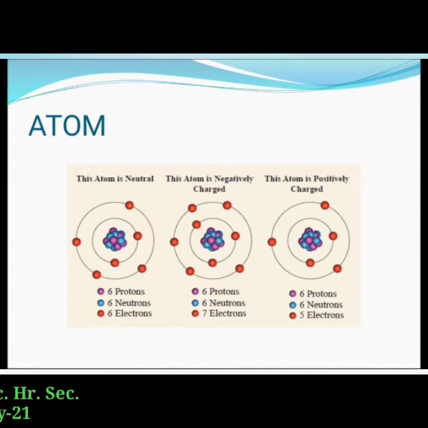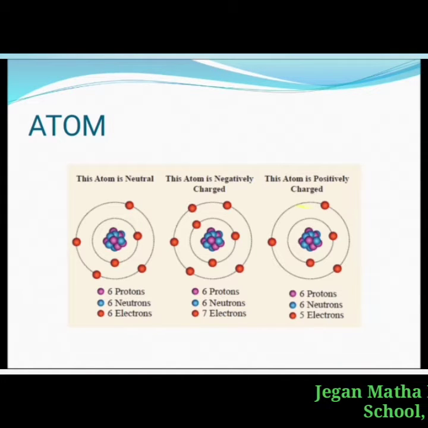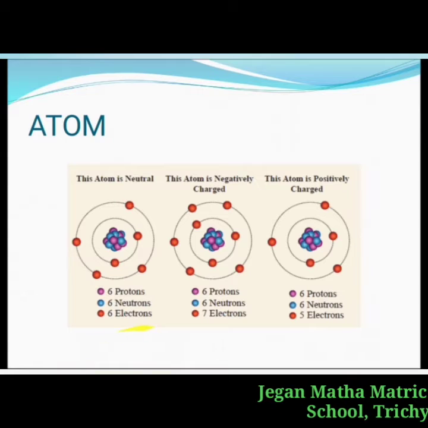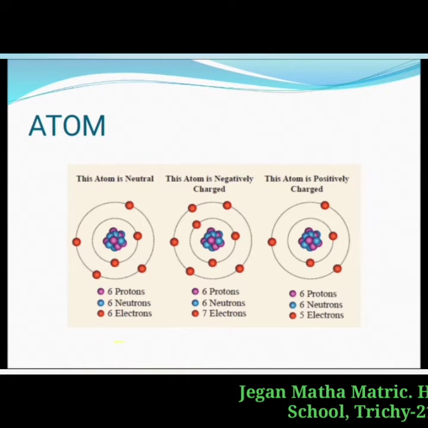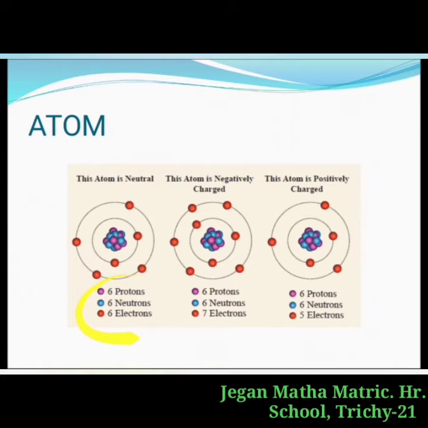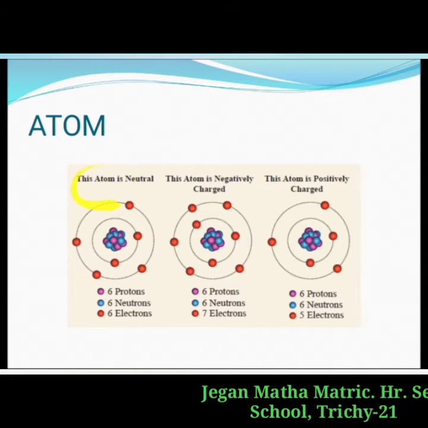Usually there are as many electrons as there are protons, and the atoms themselves are neutral because the number of protons is always equal to the number of electrons. If an electron is removed, the atom becomes positively charged. See here in the first picture there are 6 protons and 6 electrons. So protons and electrons are equal in number, so the atom is neutral.